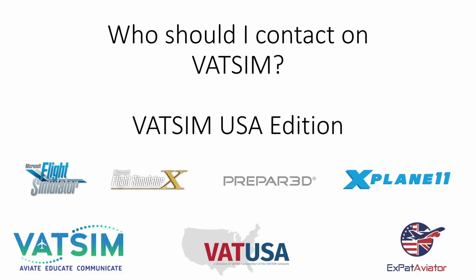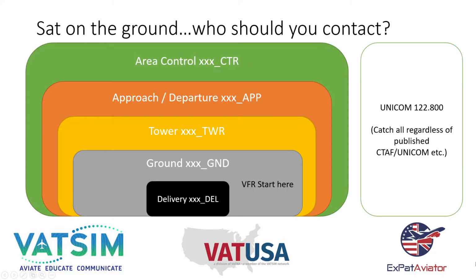And this only deals with the scenario of sat on the ground at an airport trying to figure out who to call. So, I'm sat on the ground, who do I contact? The first thing you need to understand is how the top-down system on VATSIM works. So in the real world you'd have a delivery, ground, tower, approach and center controller. And if you're on the ground and you're flying IFR, you talk to delivery. If you're VFR, you're probably going to talk to ground.